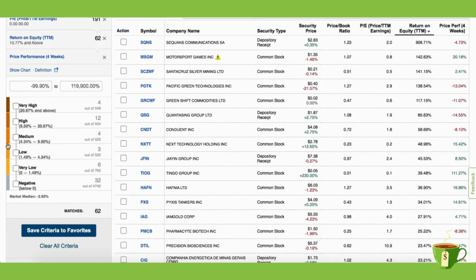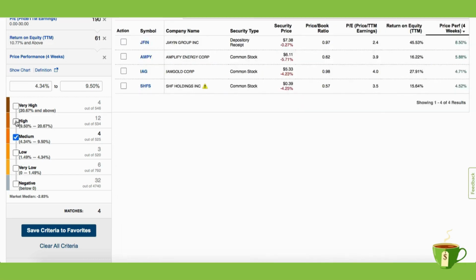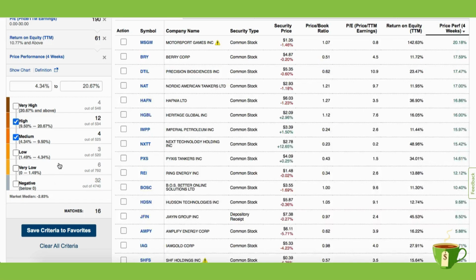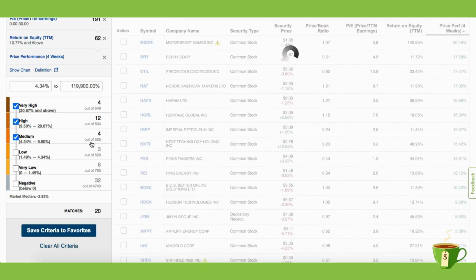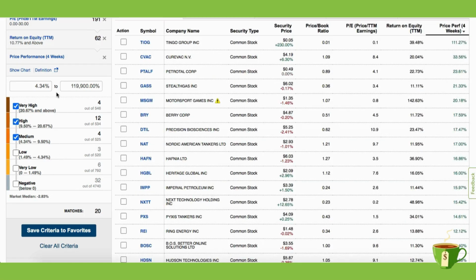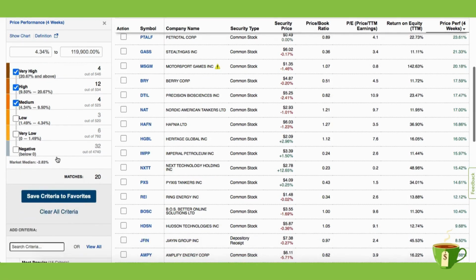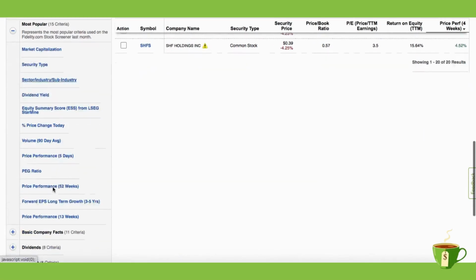I want to see medium to high, but let's see, and very high obviously too, because I definitely don't want to see a low or negative price movement. So let's go.